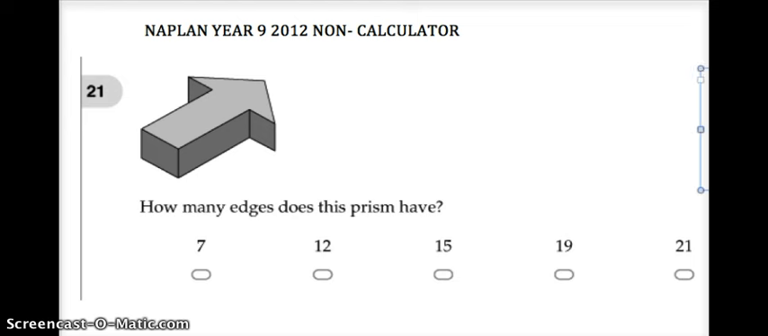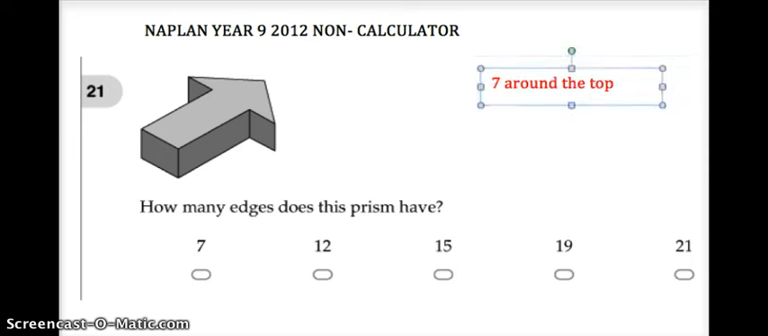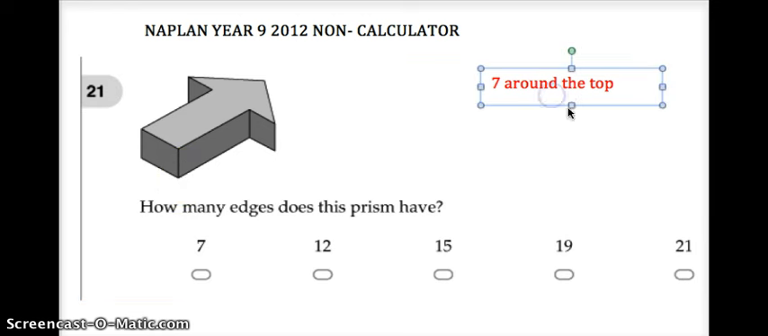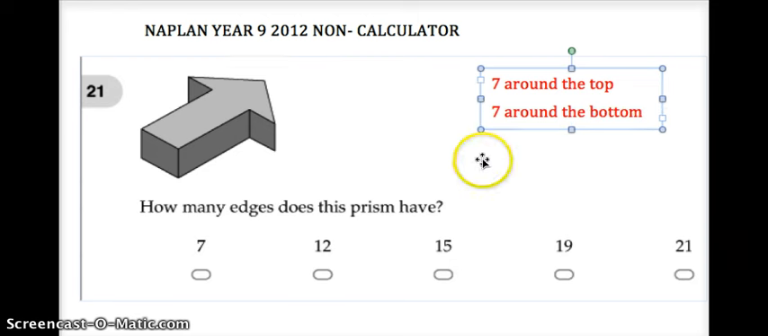So I can just write that down. I've got 7 edges around the top. Now I'm going to look at the bottom of the shape. The bottom of this shape is identical to the top of the shape, so I should also have 7 edges around the bottom. Now because I've got 1, 2, 3, 4, 5, 6, 7 corners on the shape, on each corner of the shape I've got an edge going down.